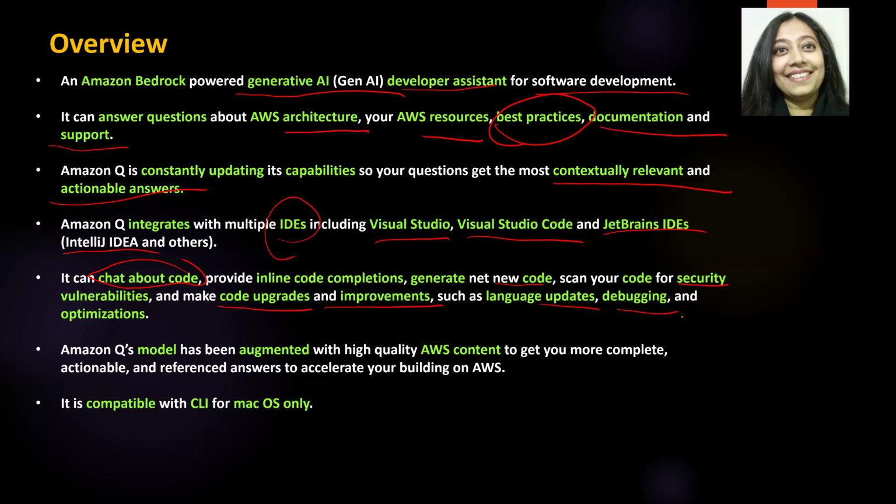Now, Amazon Q's model has been augmented with high quality AWS content, and that is what enables it to get you the most complete, actionable, referenced answers in order to accelerate your development on AWS. It is also compatible with CLI, but right now, while I'm recording this video, this only works on macOS. Hopefully, the Windows version should be out shortly.